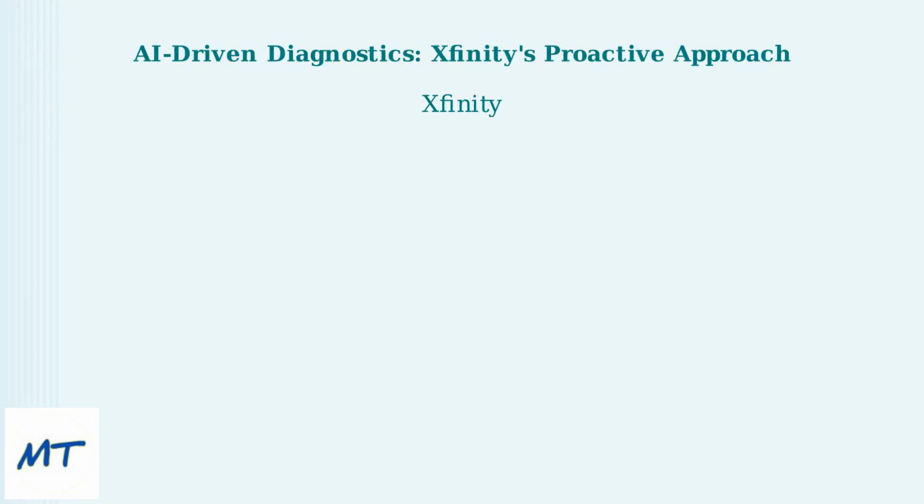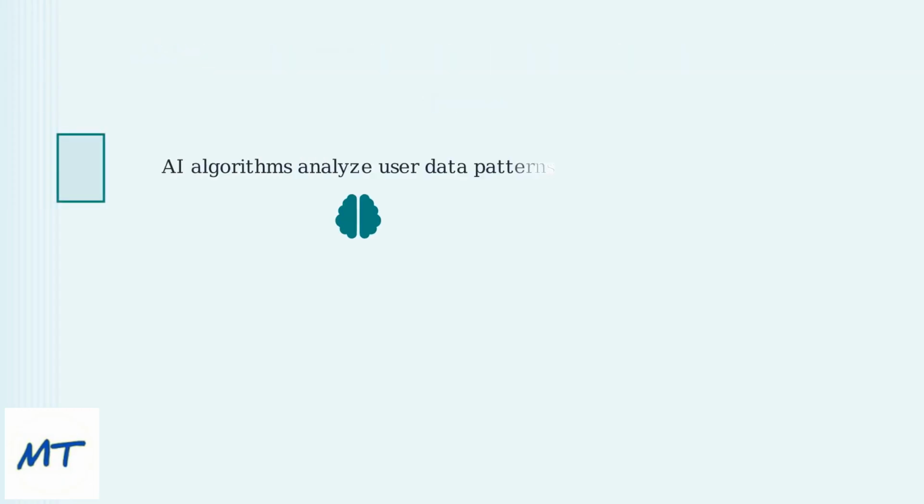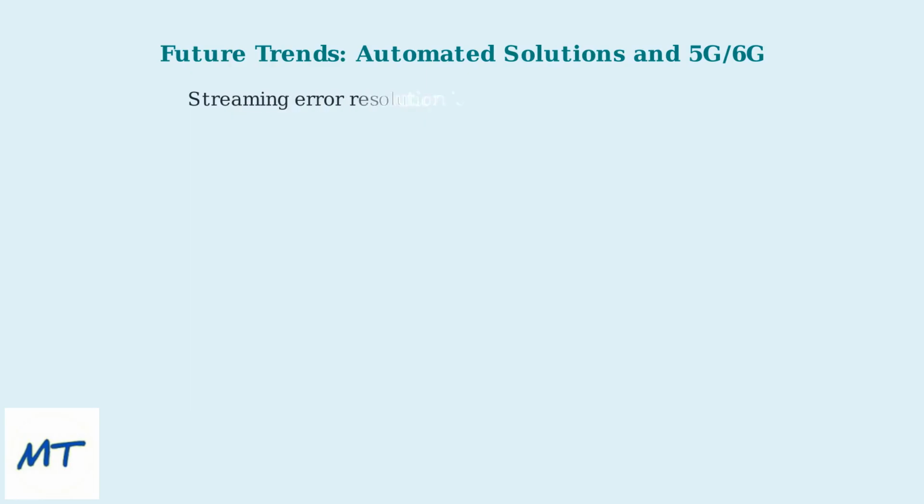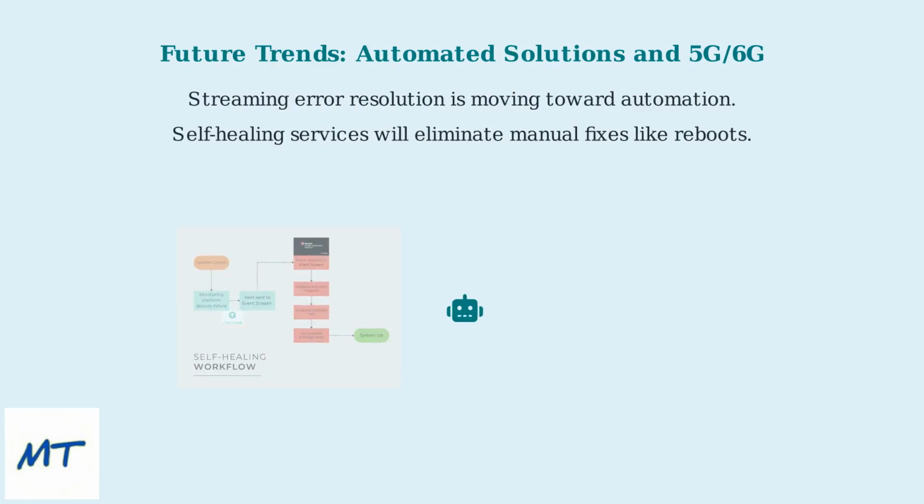Xfinity is now integrating AI-driven diagnostics into its app ecosystem to predict and resolve error 3005 automatically. These algorithms analyze user data patterns to identify potential issues. They apply fixes autonomously, reducing the need for manual troubleshooting. The future of streaming error resolution lies in automation.